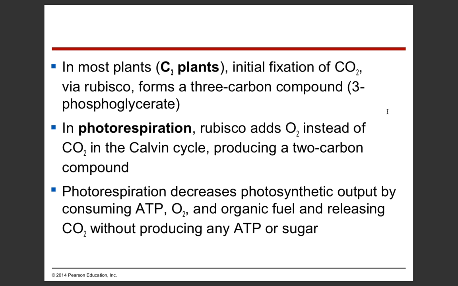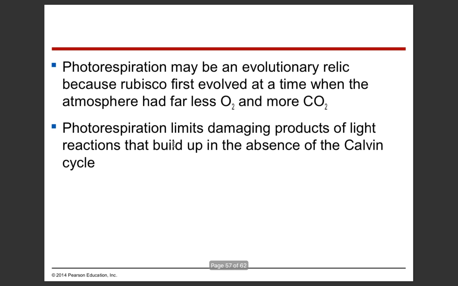So photorespiration decreases photosynthetic output by consuming a lot more ATP, oxygen, and organic fuel and releasing carbon dioxide without producing any ATP or any sugar. But it's releasing carbon dioxide, which it's not able to get any other way because the stomata are closed in these plants that are doing photorespiration. So photorespiration may be an evolutionary relic because Rubisco first evolved at a time when the atmosphere had far less oxygen and more carbon dioxide. So photorespiration limits damaging products of light reactions that build up in the absence of the carbon cycle.